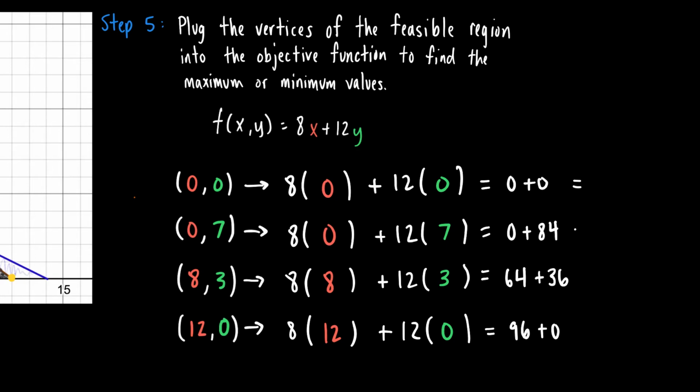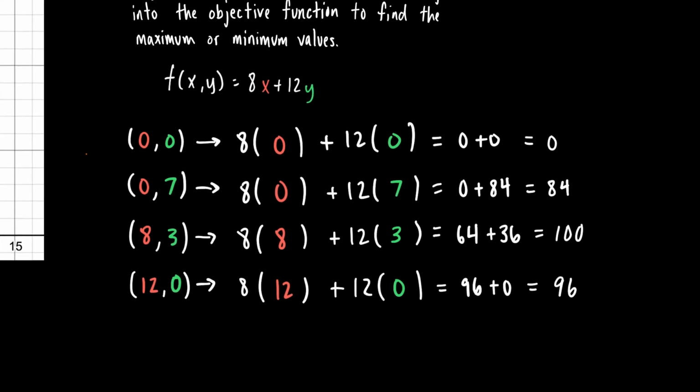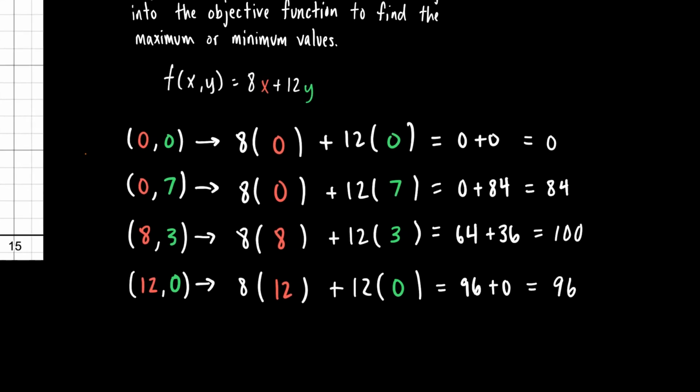So let's just see which one of these generated the most storage volume. So that's 0. That's obviously not it. This is 84. 64 plus 36 is 100. And 96 plus 0 is 96. So this was actually a pretty close race here. And it looks like 100 is going to be the most optimal storage volume.